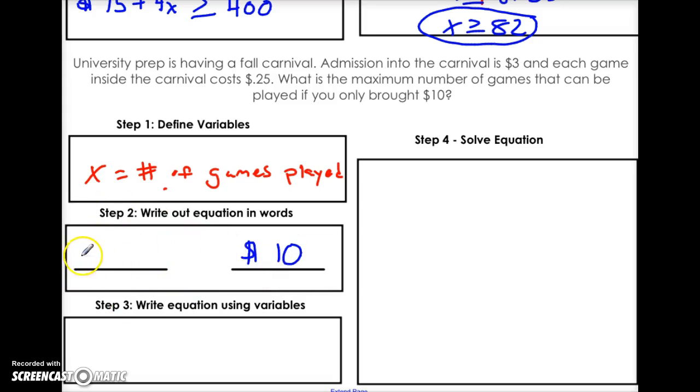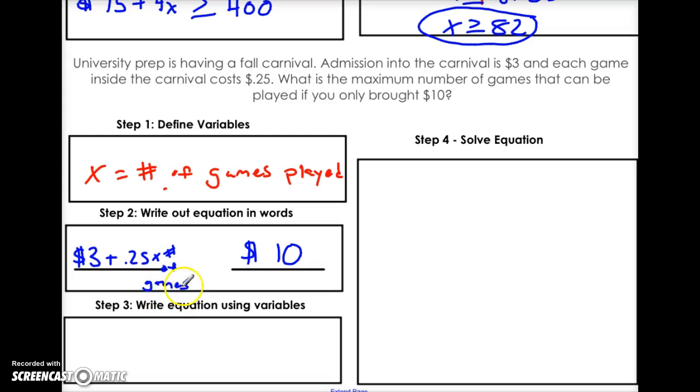To go to the carnival, it's the admission, which is $3, plus whatever we spend on the game. So it's going to be 25 cents per game times the number of games we play. Does that make sense? So we have to spend $3 on the admission and then 25 cents for each game we play.